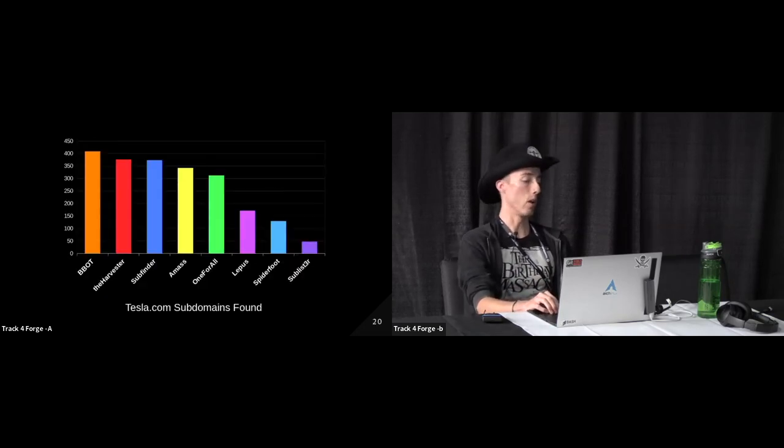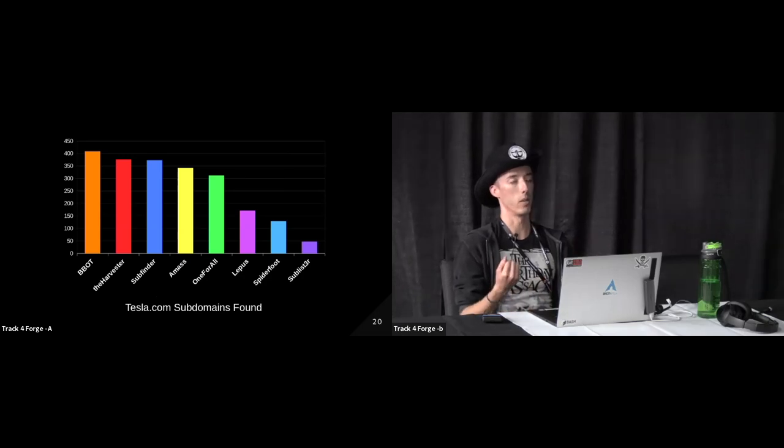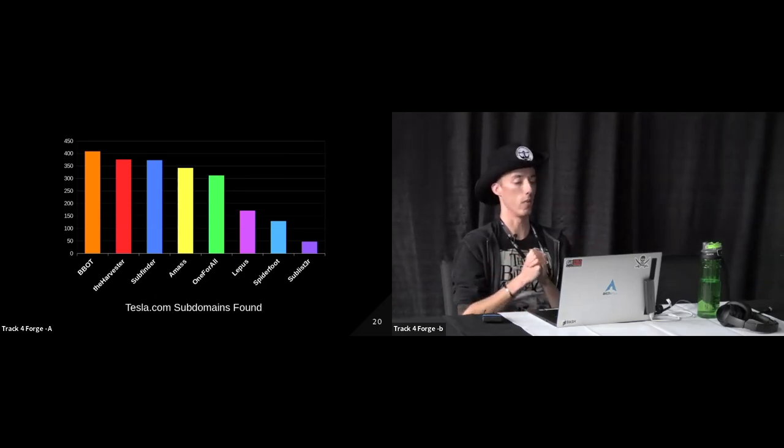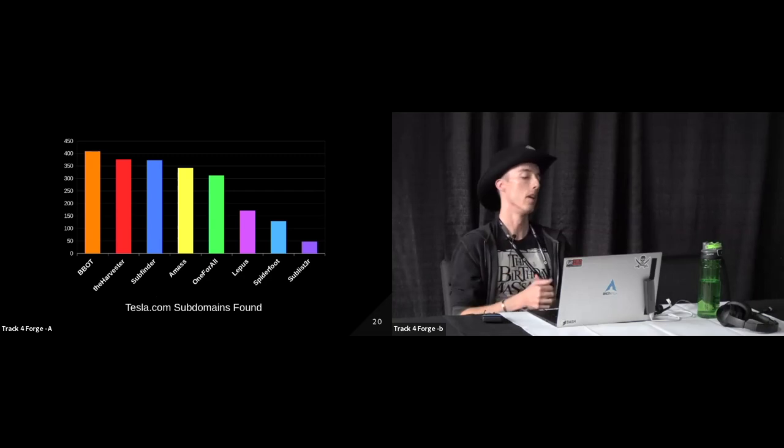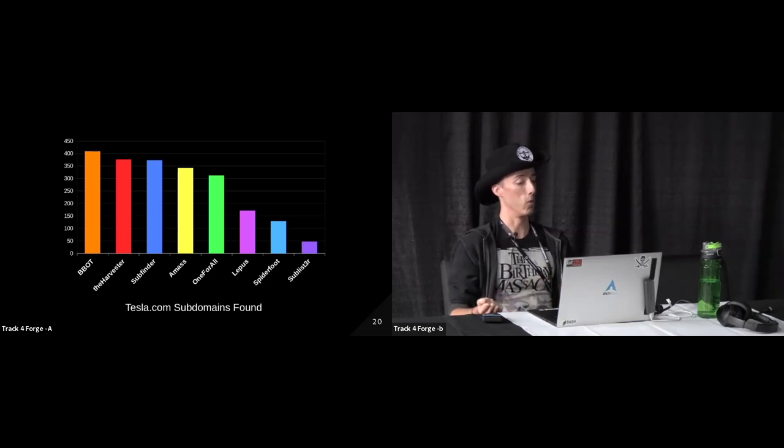You can check out our blog post if you want to know the full rules and how we set up the lab environment to test these. But the takeaway is that BBOT found more subdomains than any other subdomain tool that we could find. As of right now, and this was for Tesla.com, which is a medium-sized company with around 400 subdomains. So yeah, we're very proud of BBOT and its subdomain enumeration.